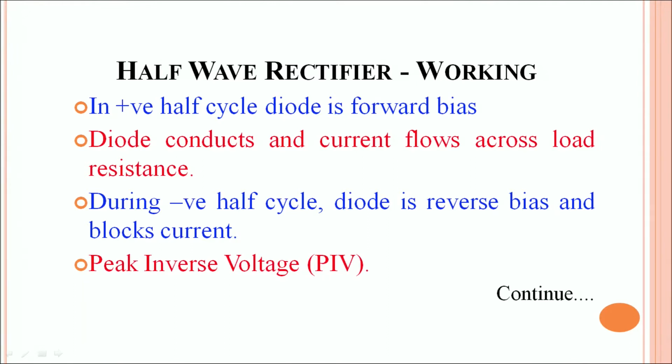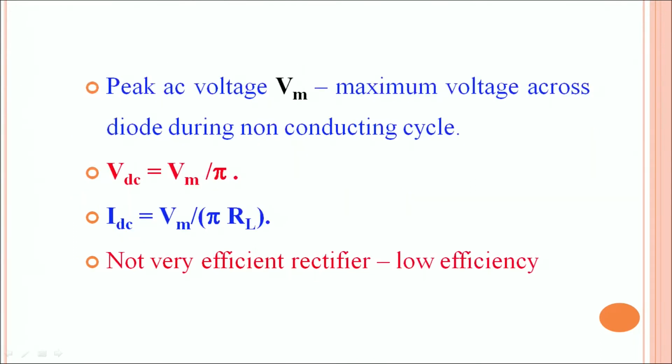The maximum amount of voltage which a diode bears in the reverse bias is denoted by Vm, and it is the peak inverse voltage which a diode can bear. The peak AC voltage Vm is the maximum voltage across the diode during the non-conducting cycle.